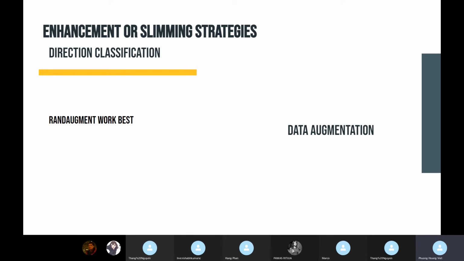About the data augmentation. This is taken from another paper in 2020, and it shows that basic data augmentation is useful for direction classifier training. They also tried some new data augmentation operations proposed recently, but they concluded that RandAugment works best.